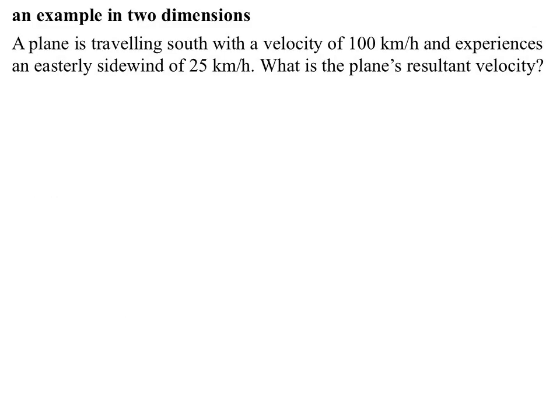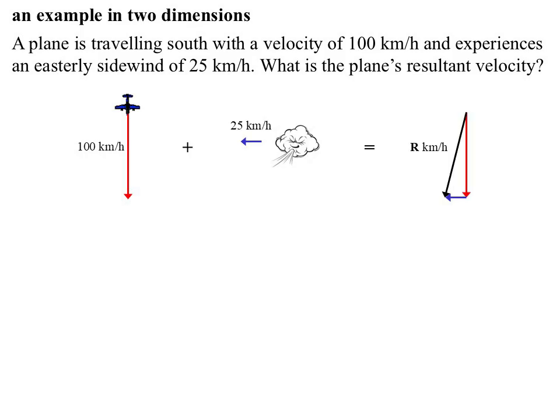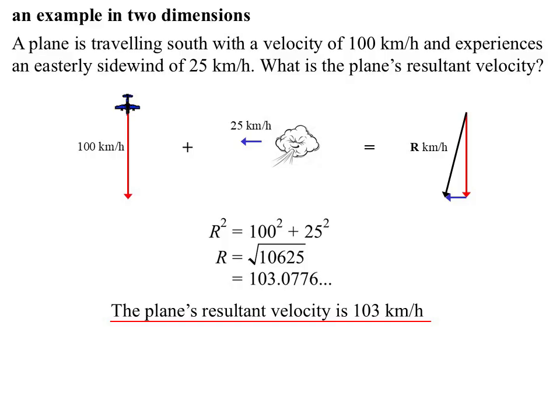Now here's one in two dimensions. Same problem, but this time our wind's going in a different direction. There's our plane still going at 100 kilometres per hour, but now the wind is going 25 kilometres per hour to the left, or easterly. The result on the ground, if we were to look at them, is that the plane looks like it's going at that angle, and with a bit of Pythagoras we could work out that it's going at 103 kilometres per hour. But that's the general idea.